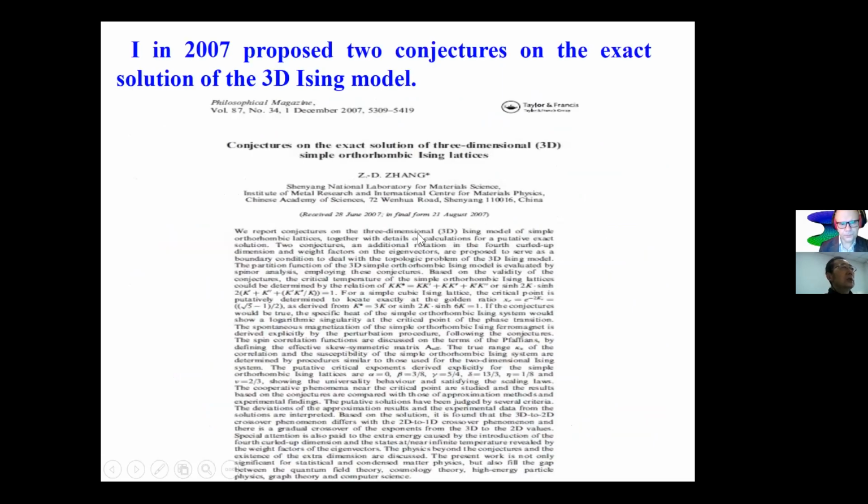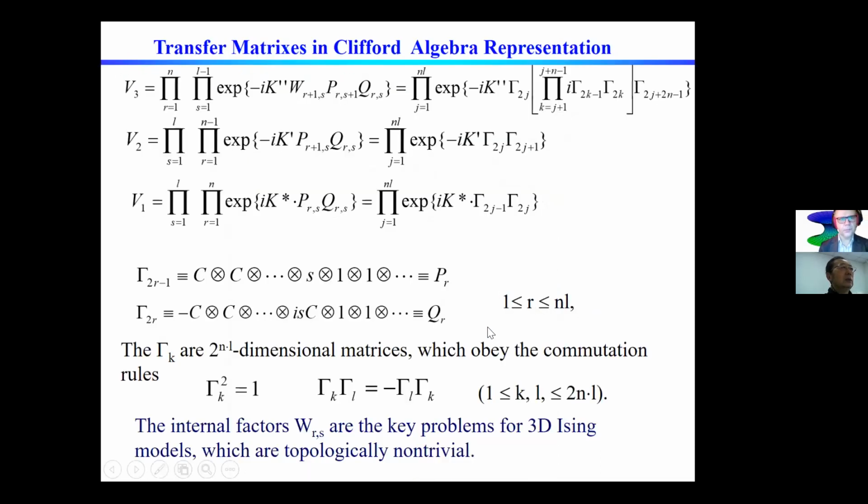In 2007, I proposed two conjectures on the exact solution of the 3D Ising model. The paper was published in Philosophical Magazine. What I proposed is that we first study the transfer matrices in Clifford algebra representation. There are a total of three transfer matrices, V1, V2, and V3.